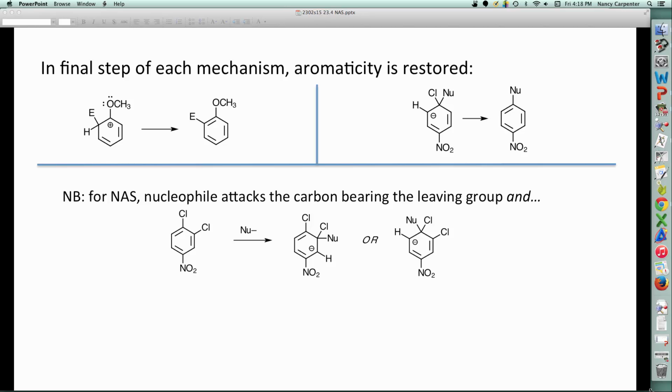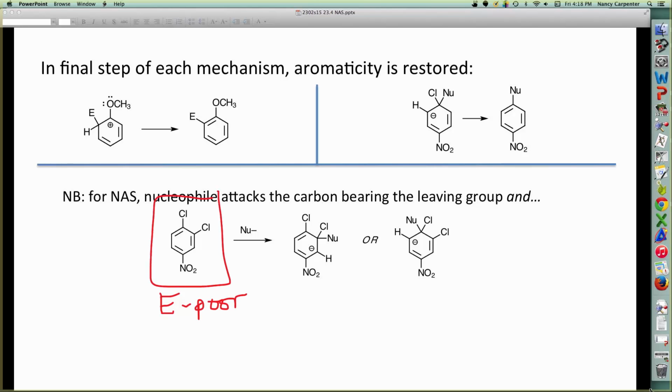So, nucleophilic aromatic substitution, what you need to think about is when you have an electron poor aromatic ring, that's a requirement. It must have substituents on there that are electron poor.